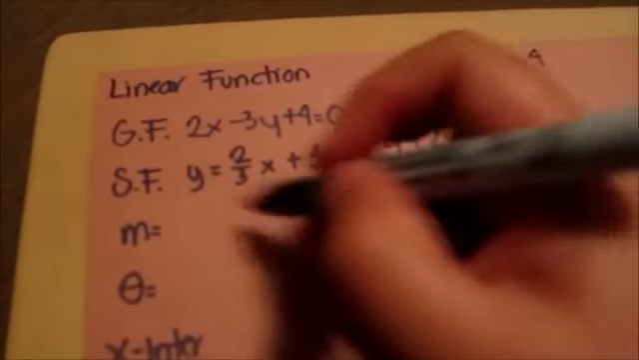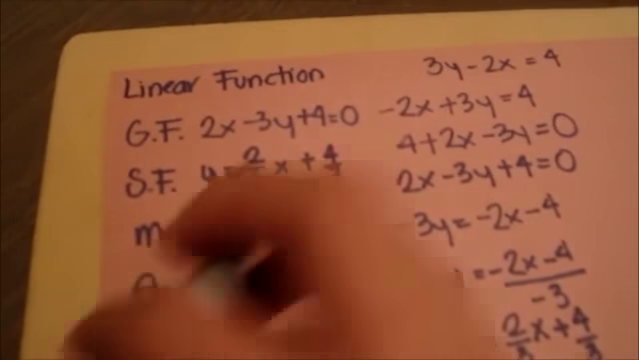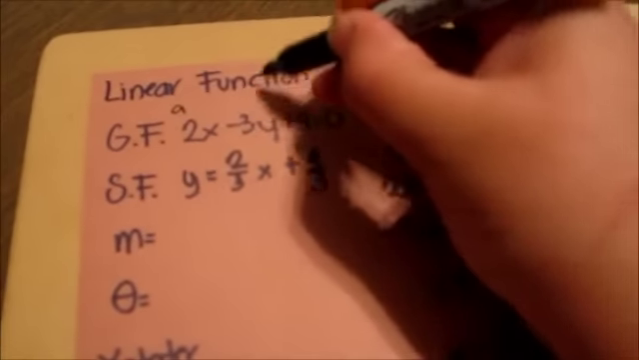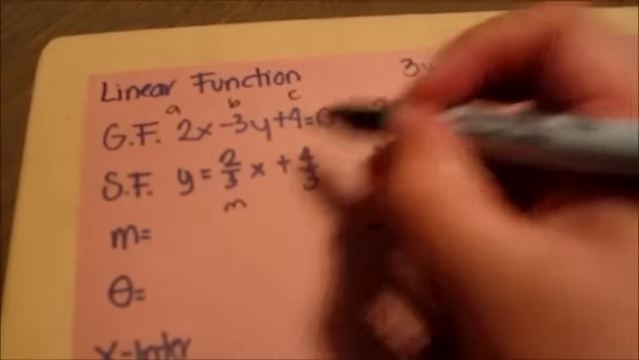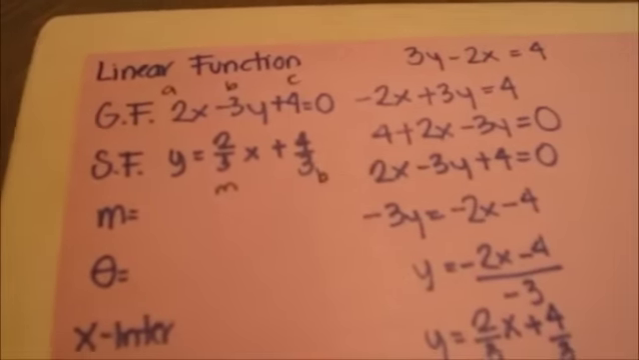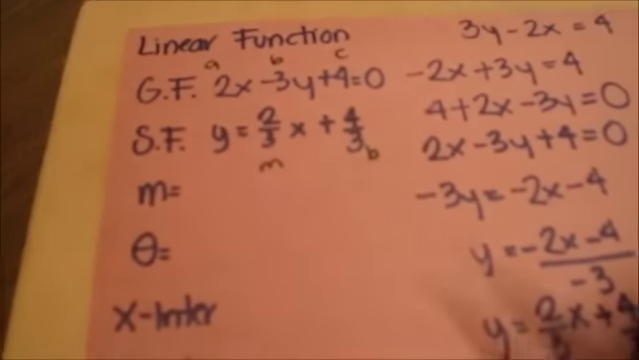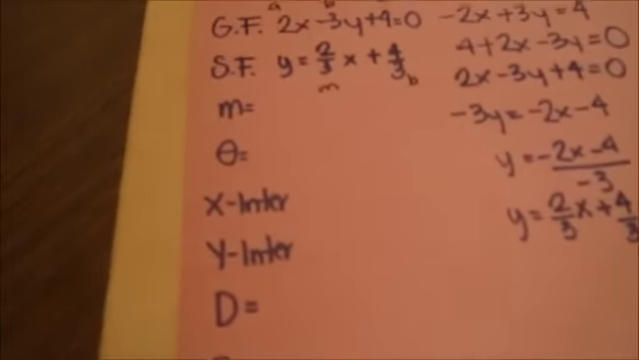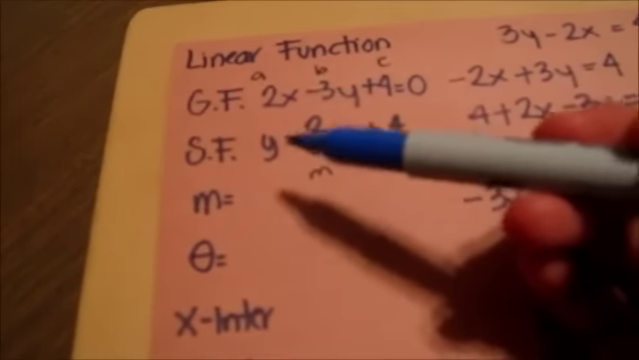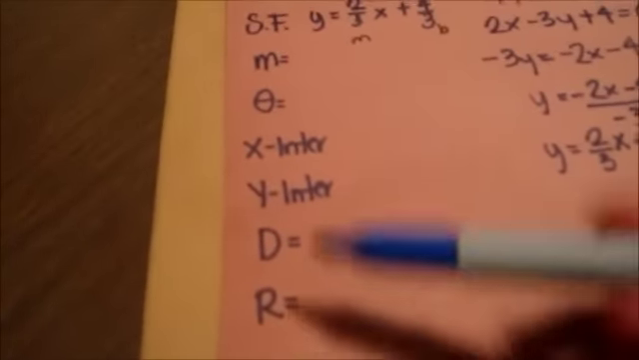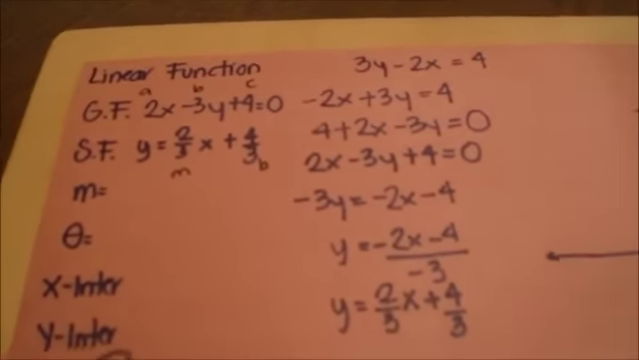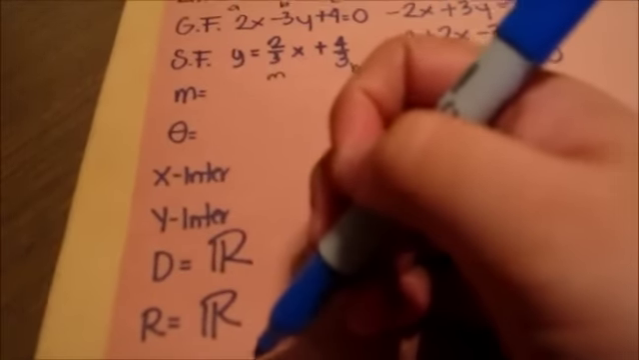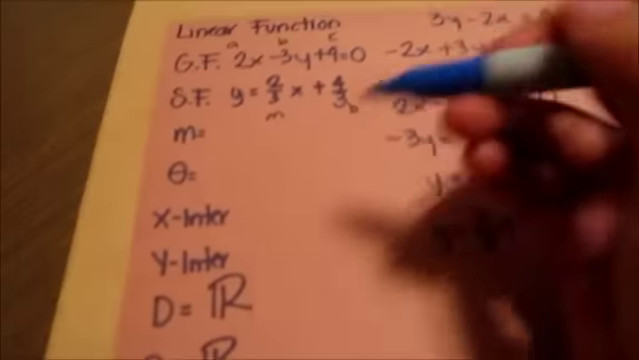Now let's see. You have some values that you need to identify on your general form and your slope form. This is your A, B, C, M, and B value. And you need them in order to fill the information you have here. The easy ones to fill are domain and range. For a linear function without a restricted domain and range, your answer is always real numbers for both.